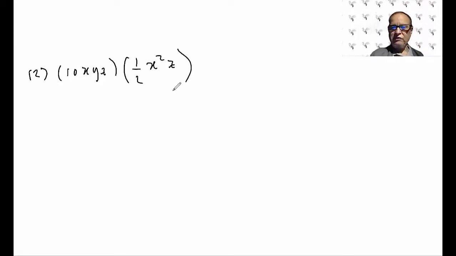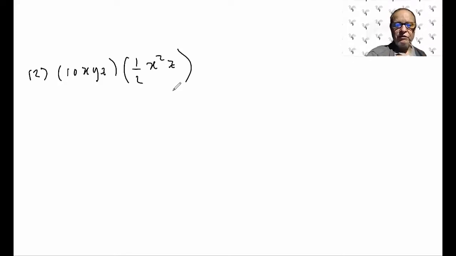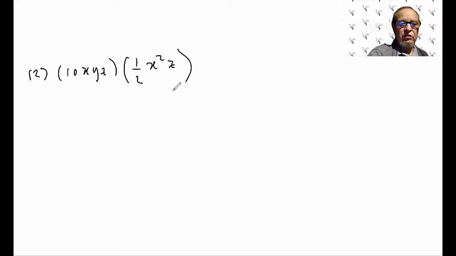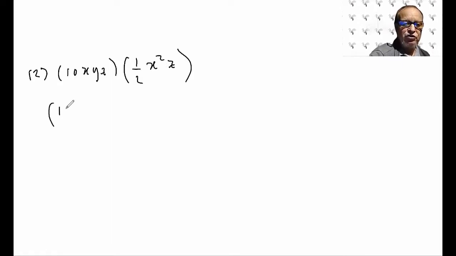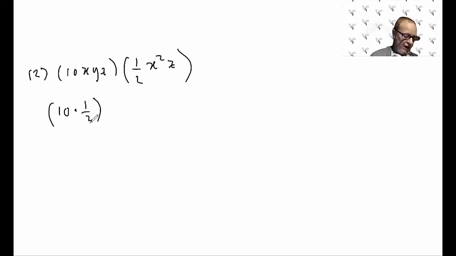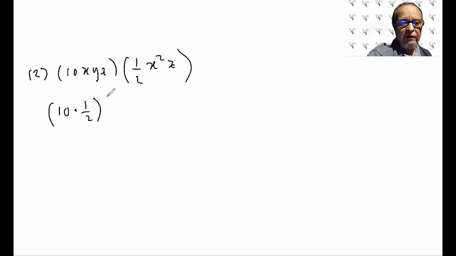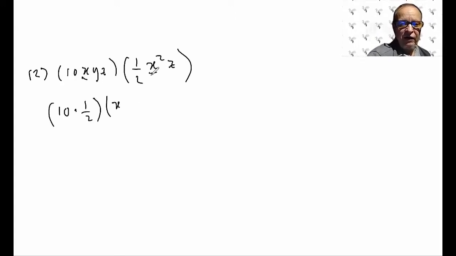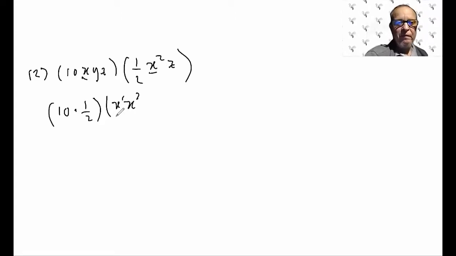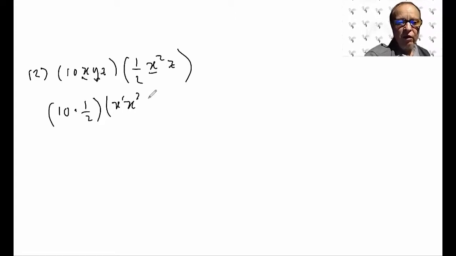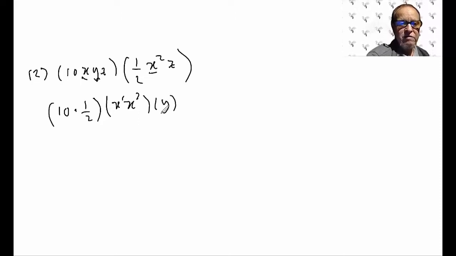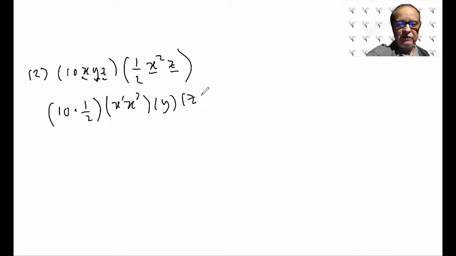Now, fractions happen. So even though there's a fraction there, you could still do the number multiplication. 10 times 1/2. So I put that in one bracket. Then I look for my x's. I have an x from here. I have an x from here and an x squared. And this is to the first power. And then I have one y. So I'll put a y here. And then I have two z's. So I have z, z.